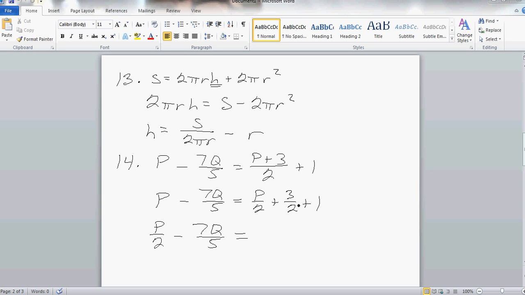And then I can also combine like terms. 3 halves plus 1 is 5 halves. Now I can add 7q over 5 to both sides. So we get p over 2 equals 7q over 5 plus 5 halves.